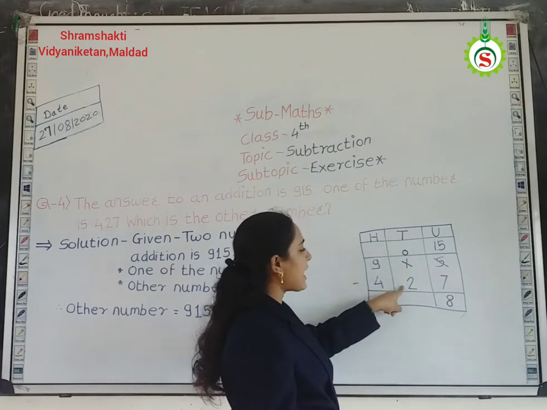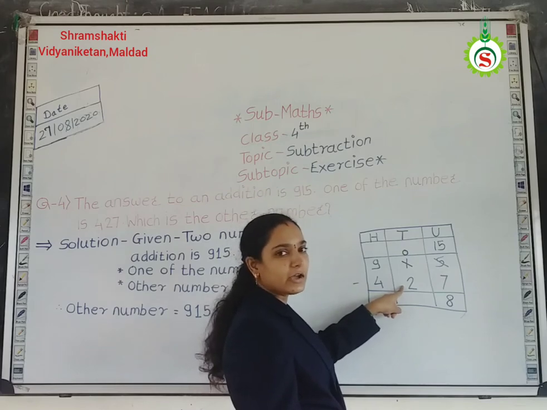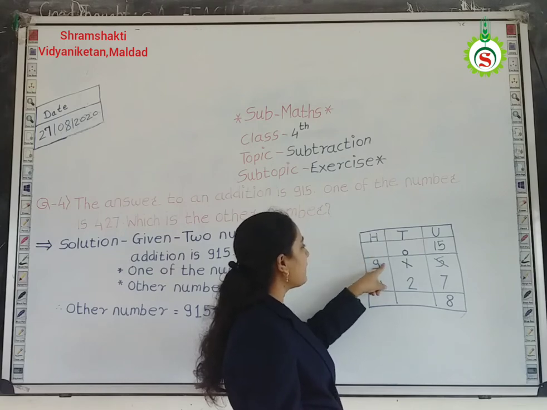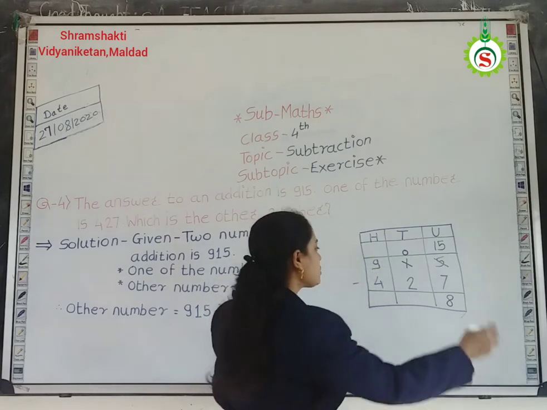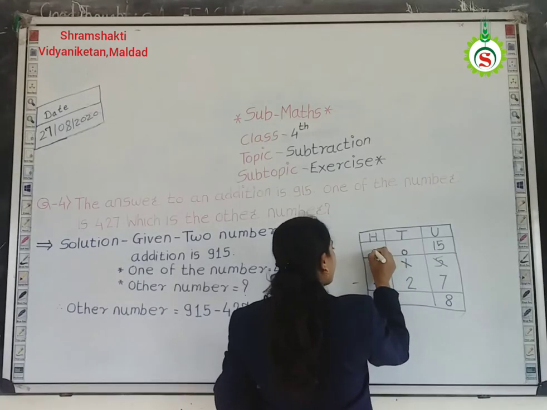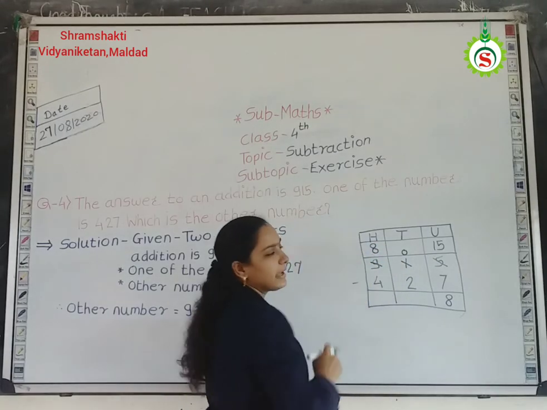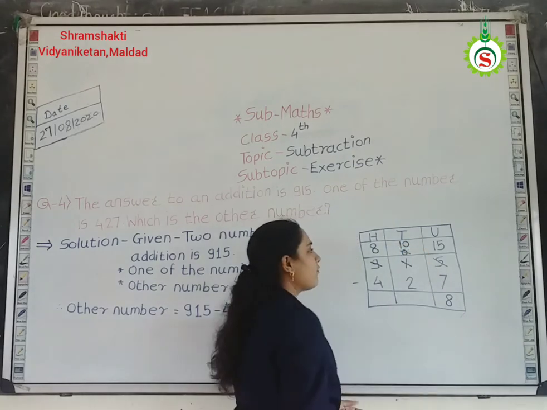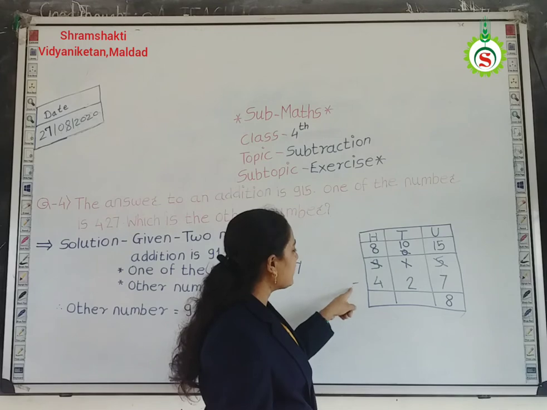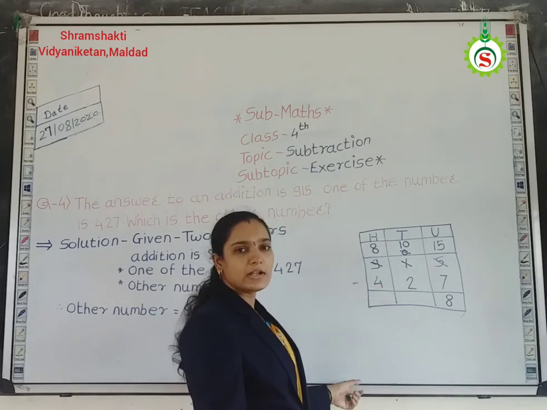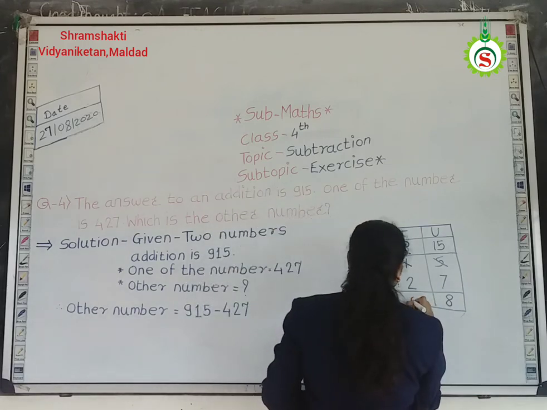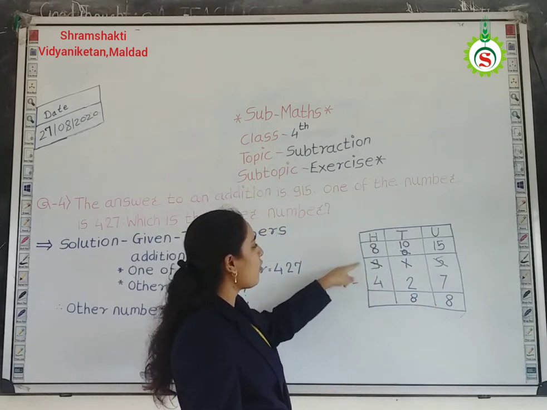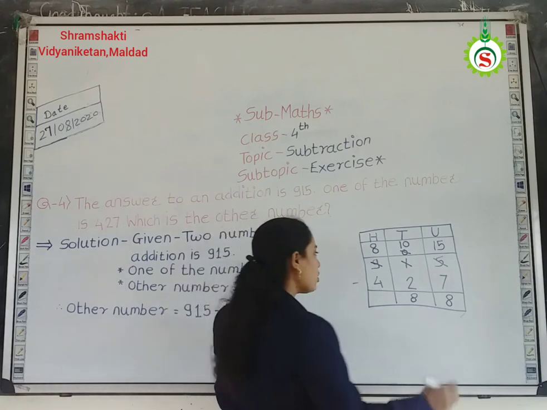0 is less than 2. Therefore, here we have to take a borrow from the neighboring place, means the hundreds place. So, we take a borrow from here. Here 8 remains and here we get 10. Therefore, 10 tens minus 2 tens, how much? 8. And next, 8 hundreds minus 4 hundreds, how much? 4.